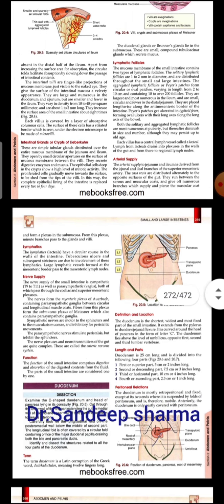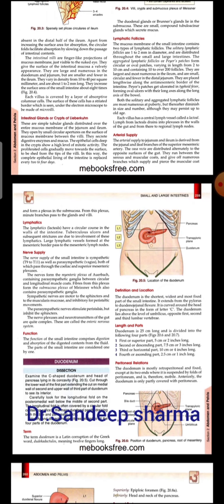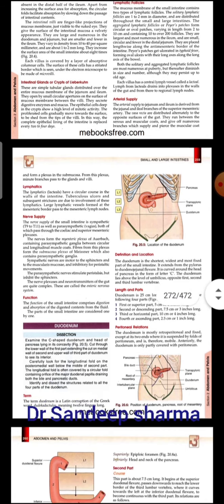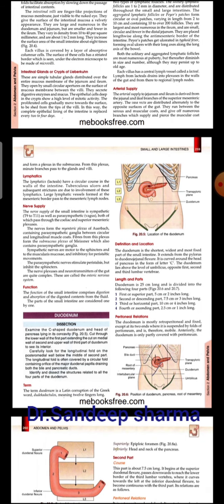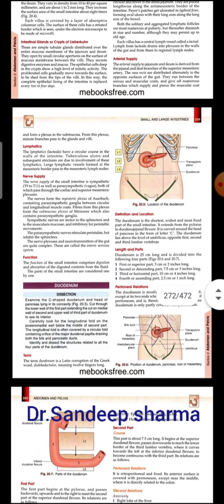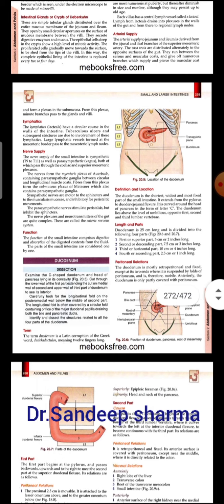So arterial supply is clear. Now nerve supply: it is supplied by sympathetic T9 to T11 as well as parasympathetic from vagus nerve, and the nerves from mesenteric plexus of Auerbach containing parasympathetic ganglia between circular and longitudinal muscle coats. Sympathetic nerves are motor to the sphincters and to the muscularis mucosae and inhibitory for peristaltic movements.